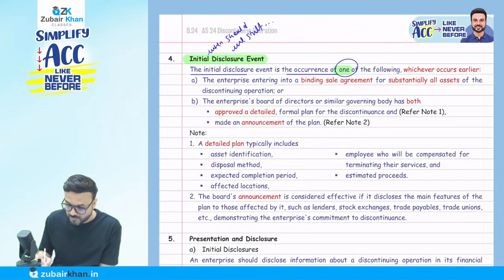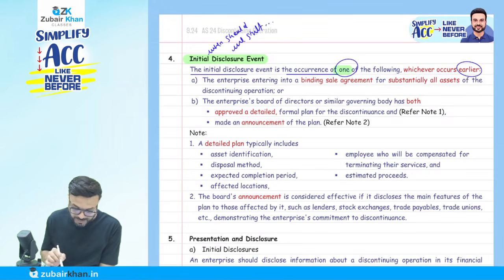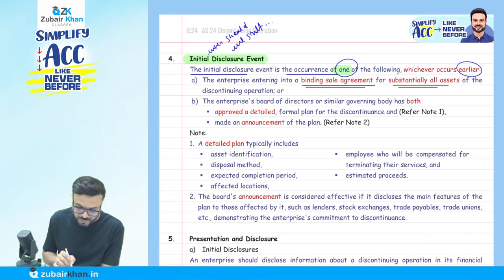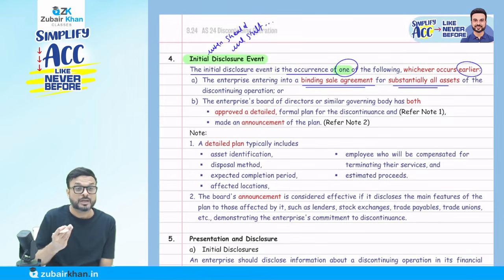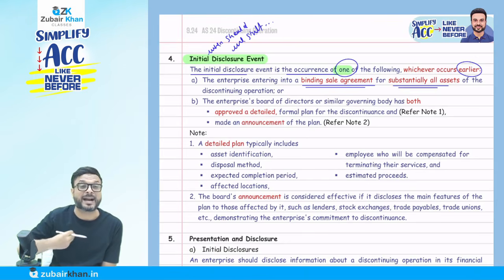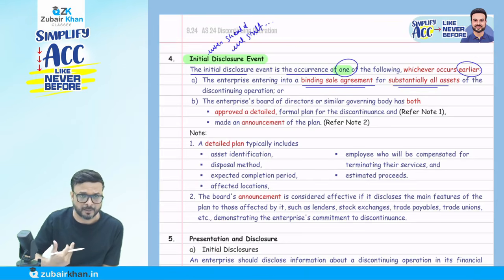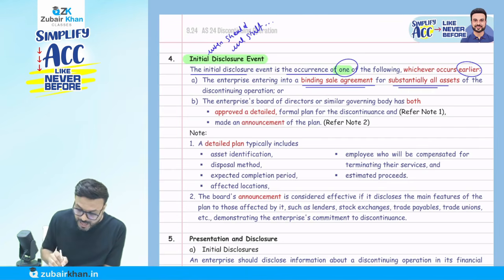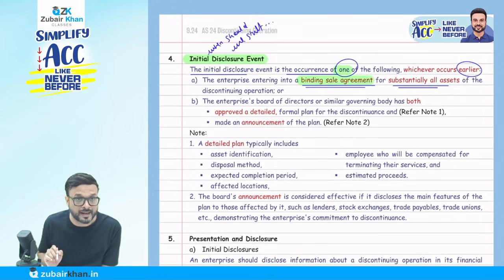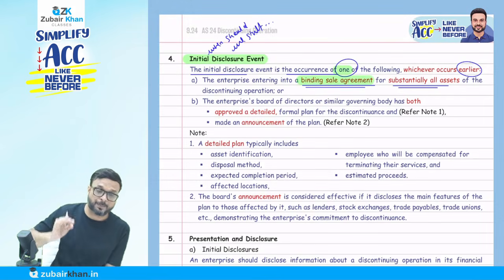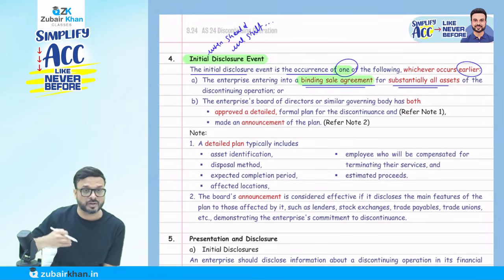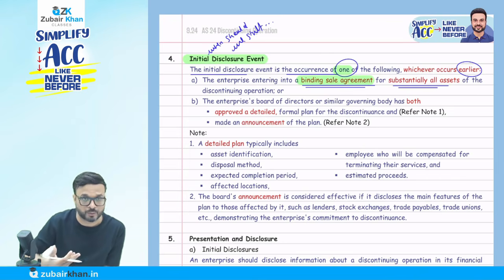So of the following, whichever occurs earlier that year: the enterprise entered a binding sale agreement for substantially all the assets of the discontinued operation. When the enterprise enters into a binding sale agreement, even if possession is not yet transferred and the payment is not yet received, the initial disclosure event happens. After that, whenever you prepare a financial statement, you have to disclose them.